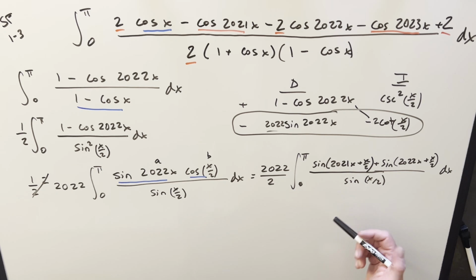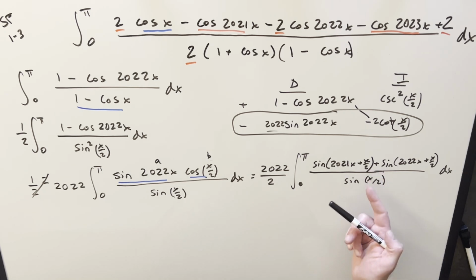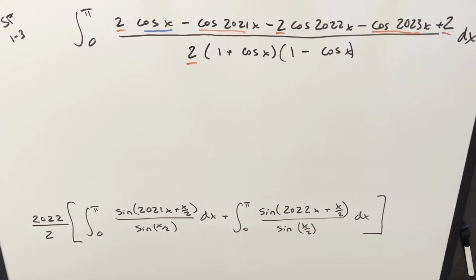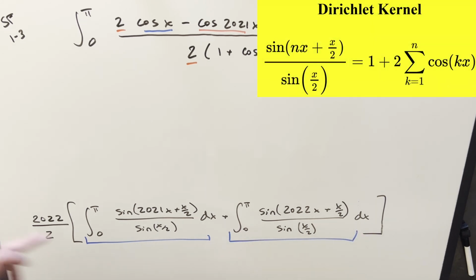And now that I have it like this and we're separated here by a plus sign, let's just split this up into 2 integrals. Everything's going to have this 1011 in front. And at this point you may recognize this. Both of the integrals we have are set up to use the formula for the Dirichlet kernel. We have this formula where we need the denominator to be sine x over 2.